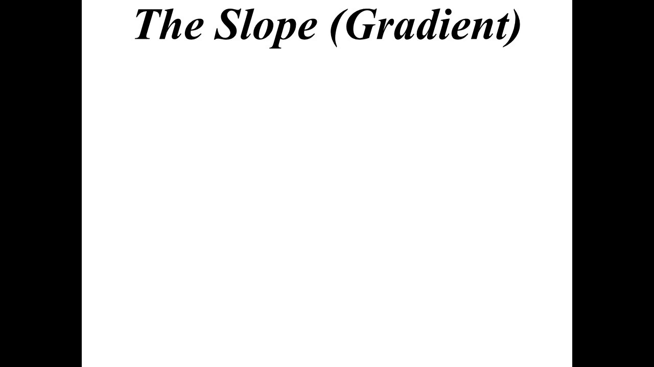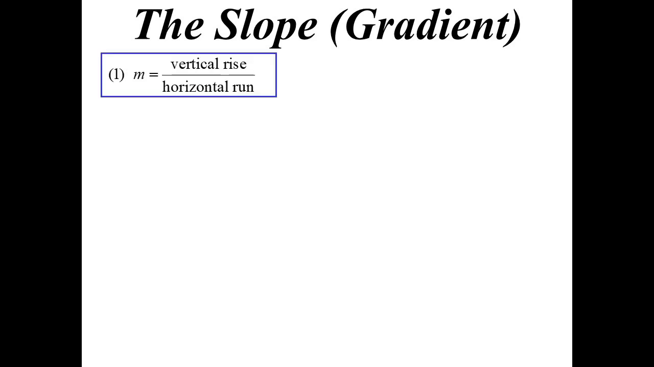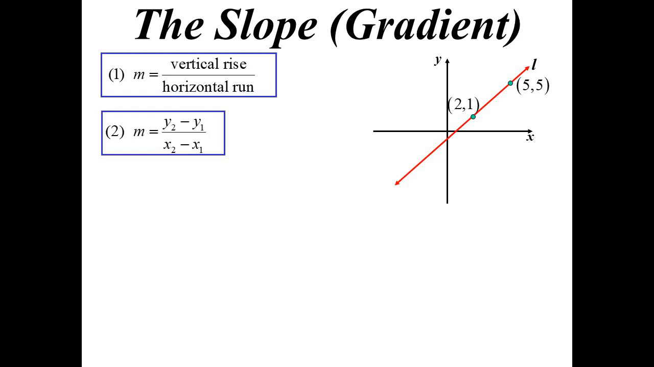Let's now take a look at the slope, also called the gradient. There are different ways we can find the slope. Probably the first way we looked at was vertical rise over horizontal run. So let's just draw a quick picture. Here's the line L. We've got 2 points there, (5, 5) and (2, 1).